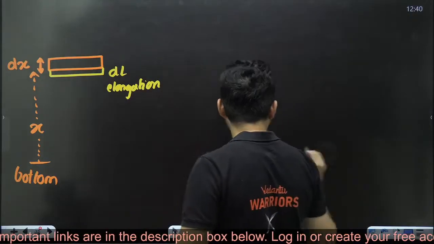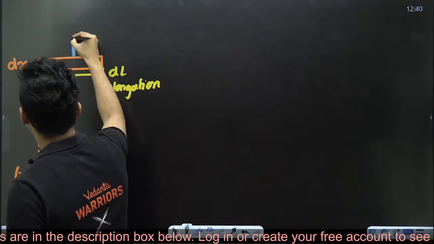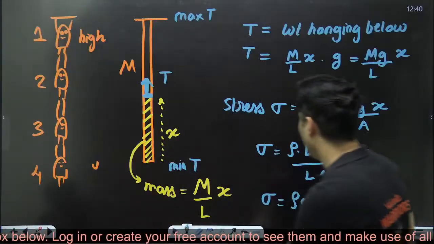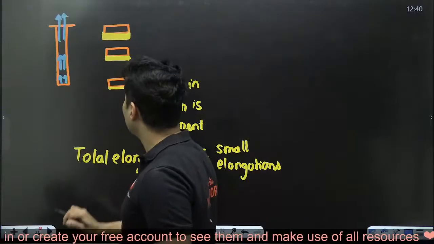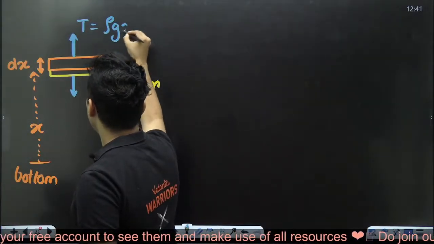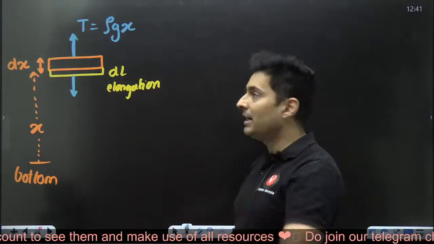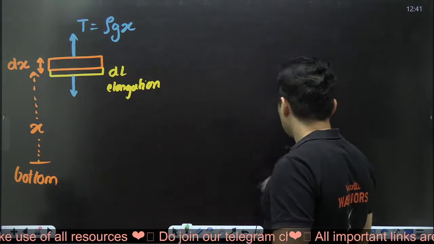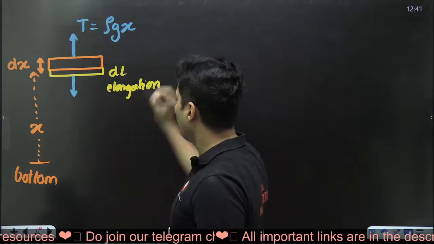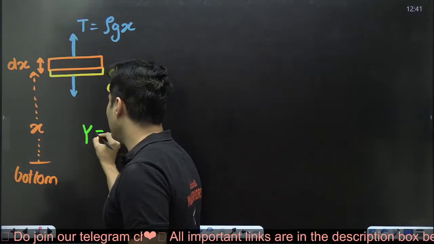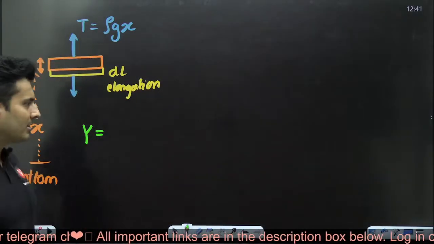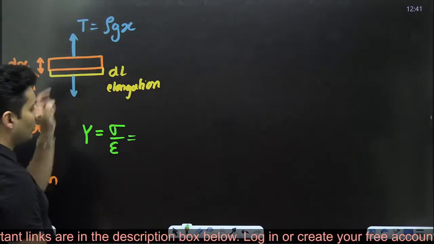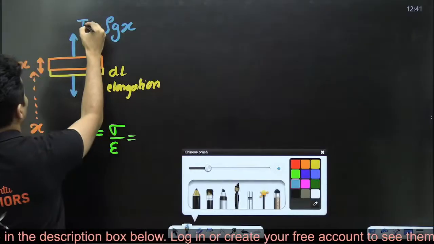And at that point, I know there is tension, and that tension, we figured it out right over here, was rho g x. Perfect. Now what do we do? Let's use our Young's modulus definition and see what we exactly get. By Young's modulus definition, it is nothing but the stress by the strain. The stress, oh sorry, this was not tension, this was stress. I'm so sorry.